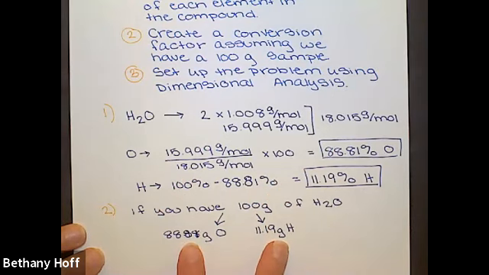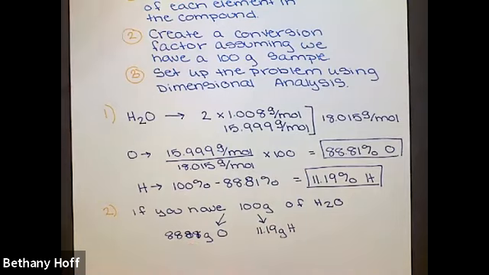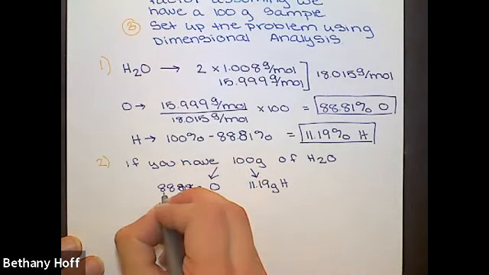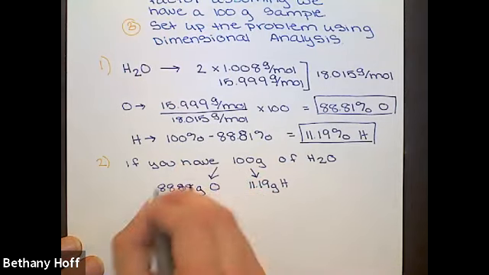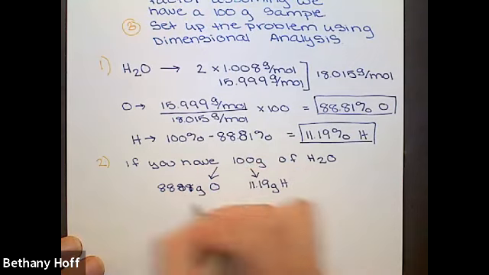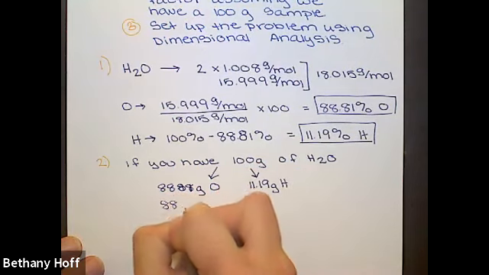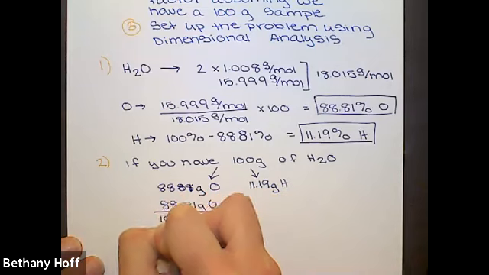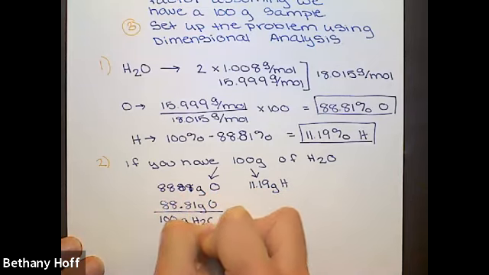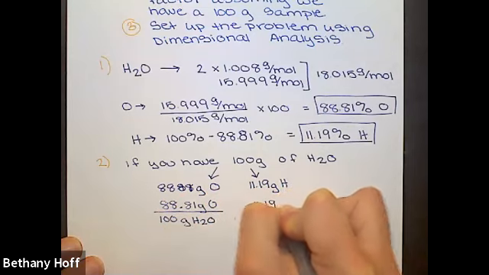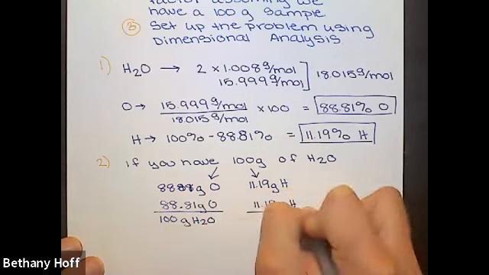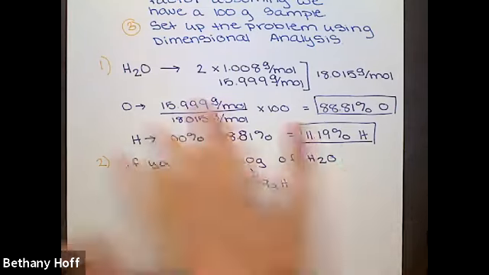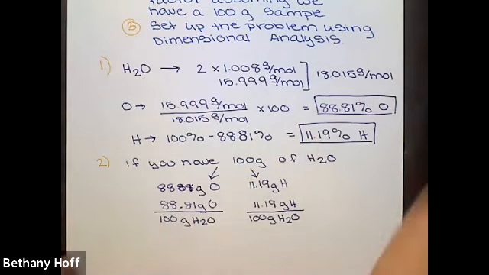Based off of that, we could create some conversion factors. Remember, our conversion factors are a ratio that show the relationship between two different things. To create our conversion factors, we take each one of these grams and put it over 100 grams of our compound. So what we end up getting is 88.81 grams of oxygen per 100 grams of water, and 11.19 grams of hydrogen per 100 grams of water. Now that we have our conversion factors, we can start plugging this in using dimensional analysis.